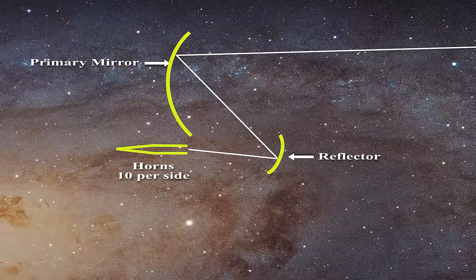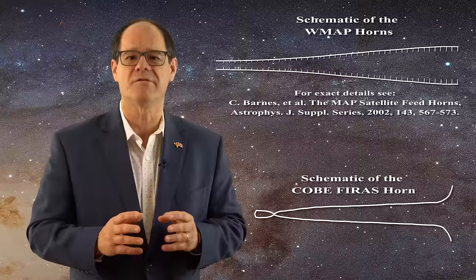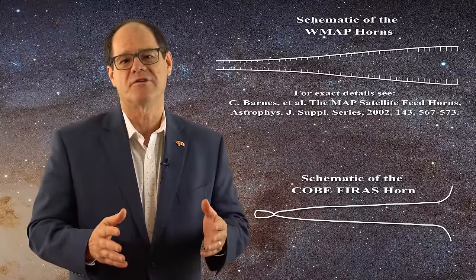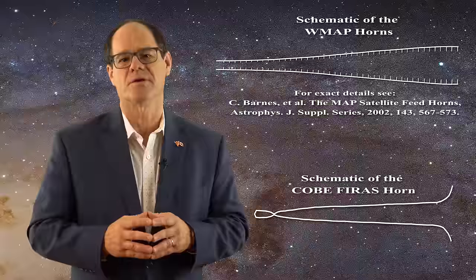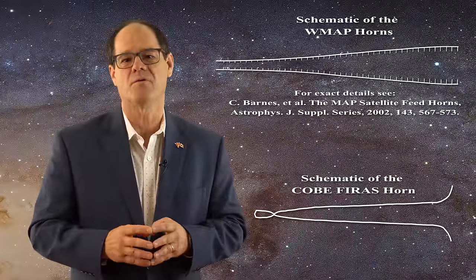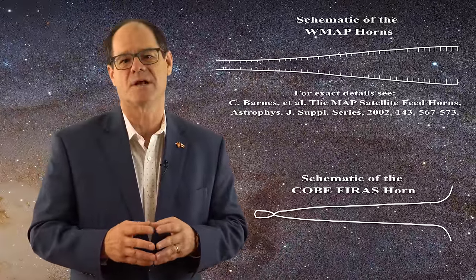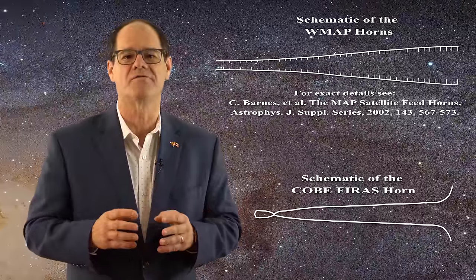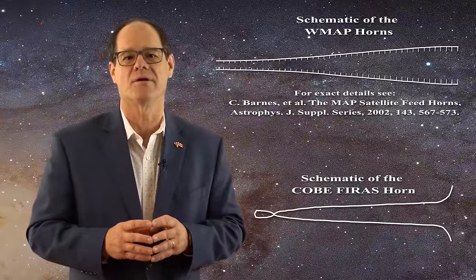In sharp contrast to the COBE-FIRAS horn, which had a smooth interior, all of the WMAP horns are narrow band devices with corrugated edges. Schematic representations of both designs are shown here. You can see the corrugated edges typical of a narrow band horn as used in the WMAP satellite. Such a design ensures better beam patterns and prevents diffracted signals from being acquired.